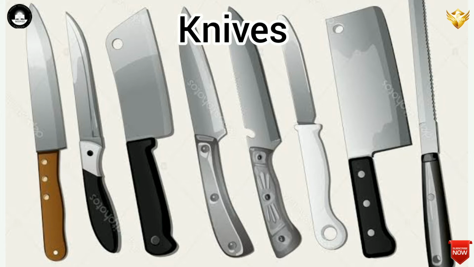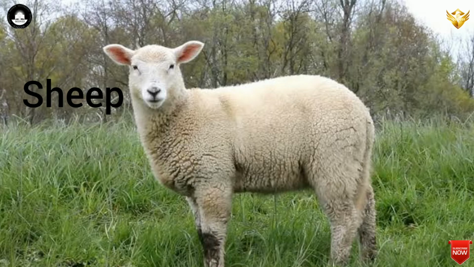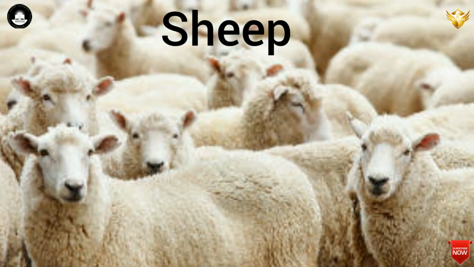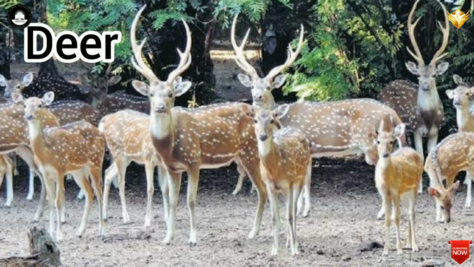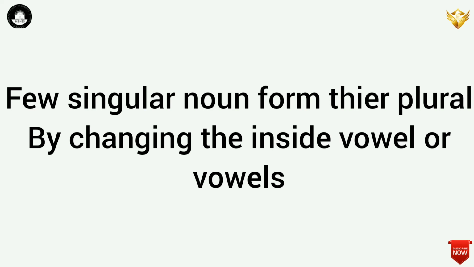A few words do not follow the rules. That means nouns that do not form plurals in the usual way. Such words are called irregular words. For example, sheep, hair, deer. The plural form of sheep is sheep. Hair also, plural form is hair. And also the same, deer.